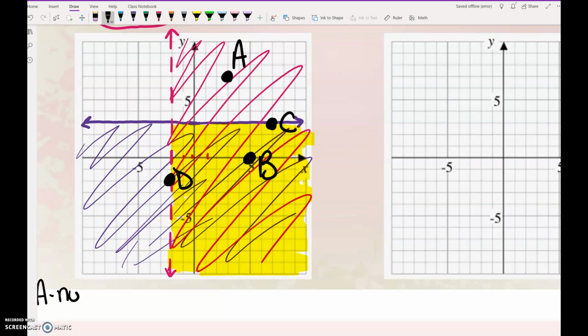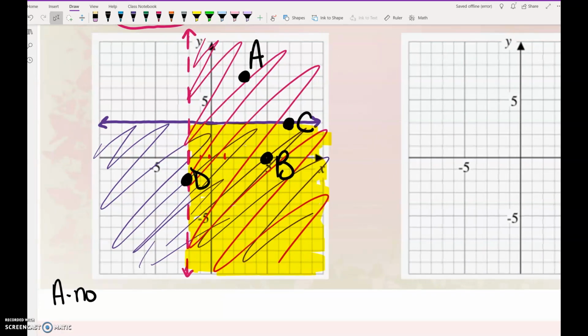It is not. Correct. It is a solution to our second inequality, but it is not a solution to both inequalities. Okay? Point B. Yes. Point B definitely is a solution. It's in the double shaded region. How about point C? Yes. Point C, yes. Notice it's on the solid line, which means it's included in the shading for that region.